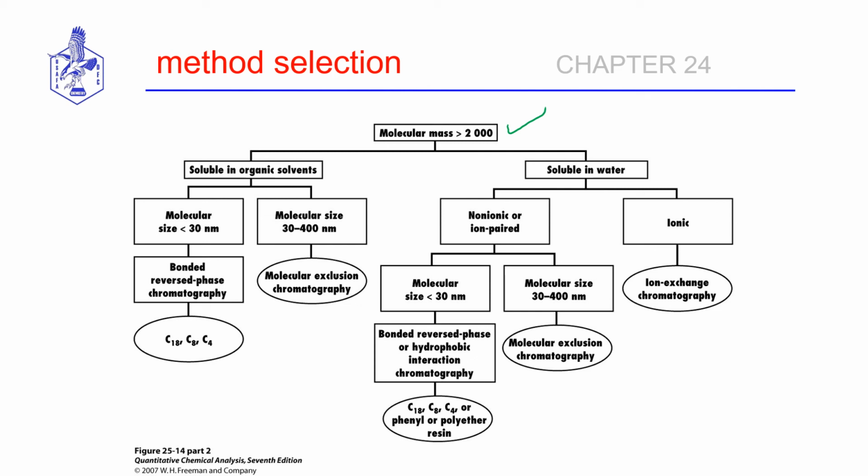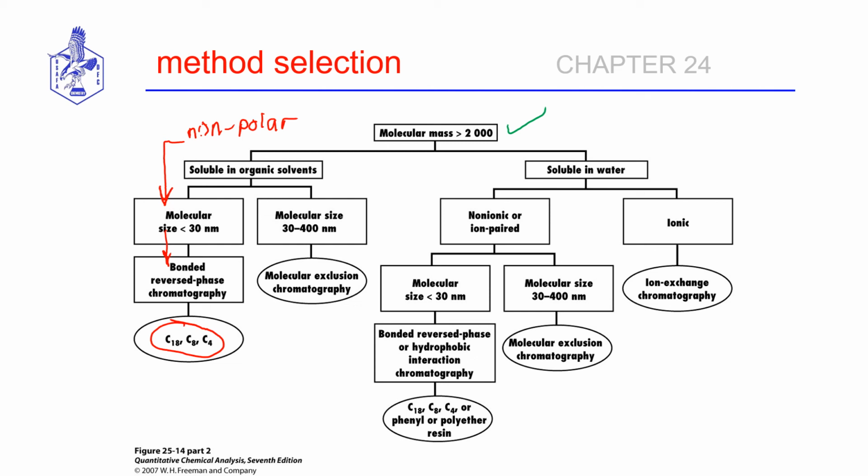If our constituents are nonpolar, okay, we're going to follow this tree on the left. We're going to ask ourselves, okay, they're nonpolar, how big are they? If we have molecular size less than 30 nanometers, we're going to want to do bonded reverse phase, in which we are considering stationary phase materials such as an octadecyl or an octyl group.